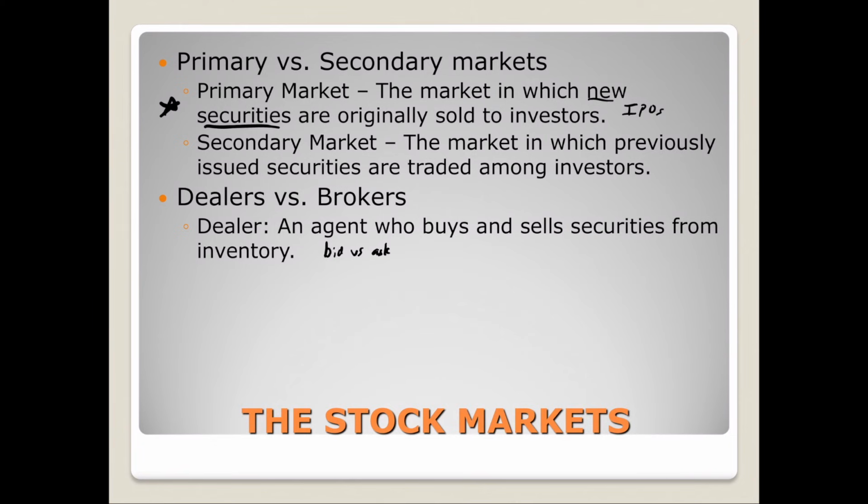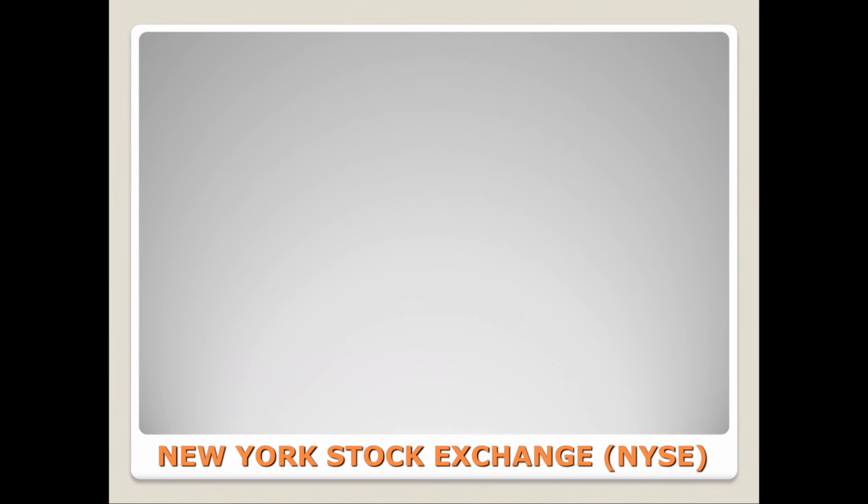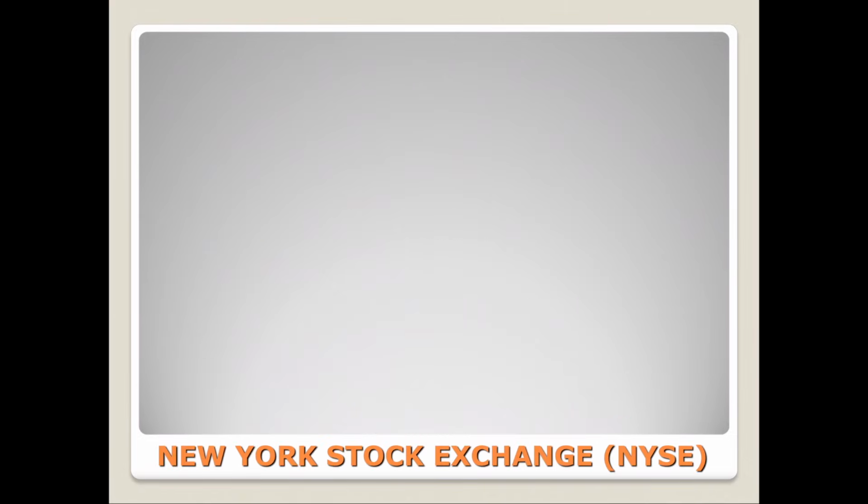And a dealer buying and selling out of their own inventory makes their money on what is called the bid-ask spread. Then we have a broker market, which is an agent, or a broker is an agent who arranges security transactions among investors. So they bring buyers and sellers together, and they earn what is called a commission. Think of a real estate broker, but that is the difference between a dealer market and a broker market. Dealer buying and selling out of their own inventory. Brokers bringing buyers and sellers together, earning a fee called a commission.